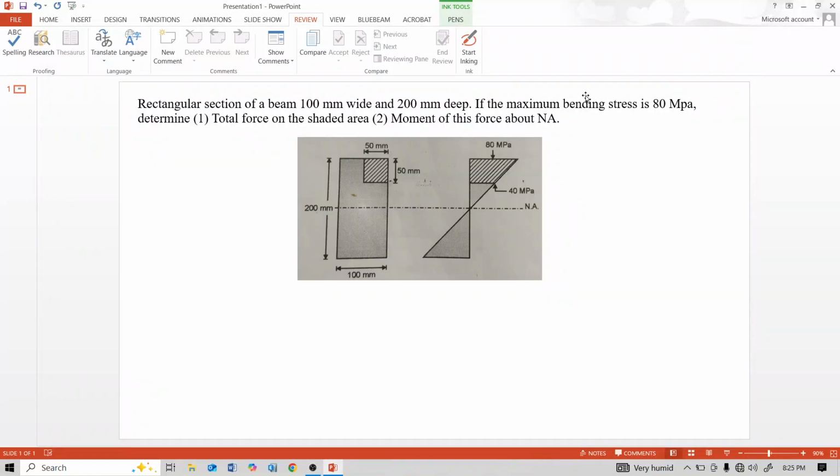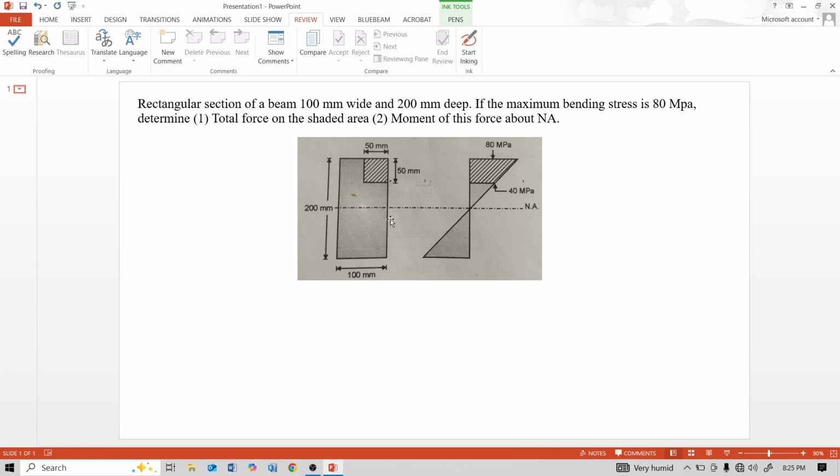Today's numerical is: a rectangular section of a beam 100 mm wide and 200 mm deep. If the maximum bending stress is 80 MPa, determine, first, the total force on the shaded area, and second, the moment of this force about the neutral axis.